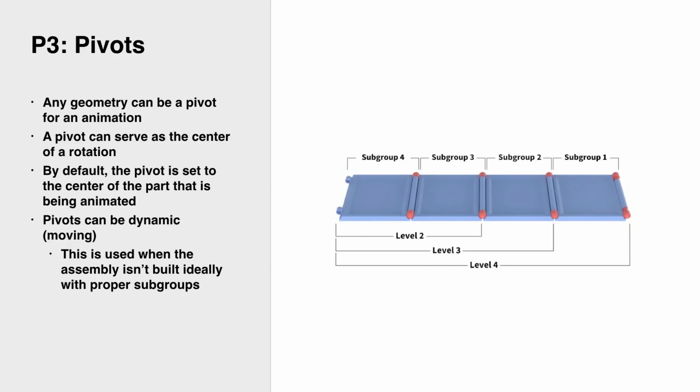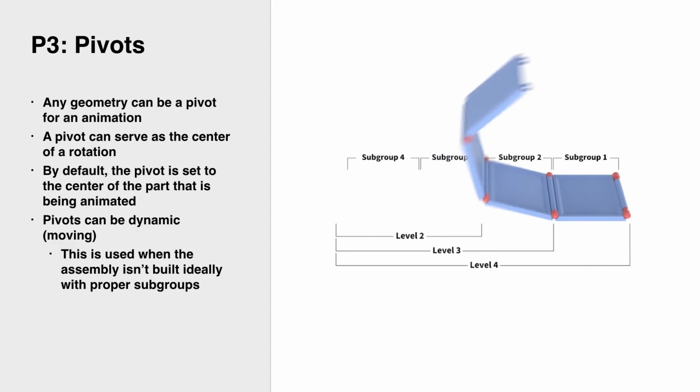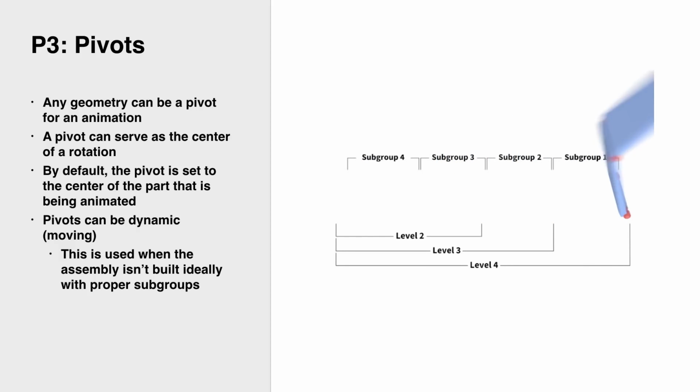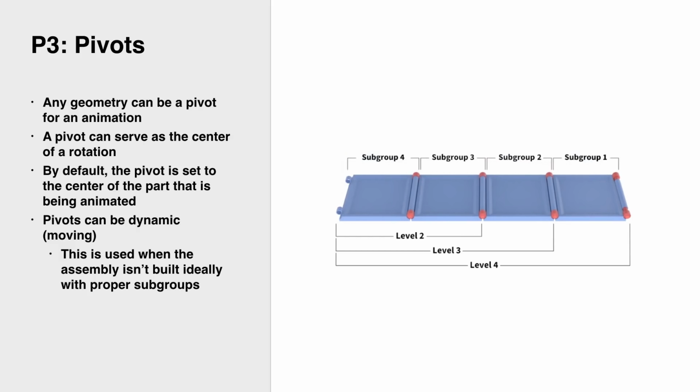And at some point too, you can, if needed, use dynamic pivots, which is used when you don't have an assembly that is built with perfectly ordered subgroups and a good assembly structure, which we will talk about as well. In the example to the right here, we see an animated linkage where we have 4 subgroups and 4 levels to that animation. Each subgroup is animated one at a time, and based on the assembly structure, it creates that sequential animation of the entire linkage that we want.